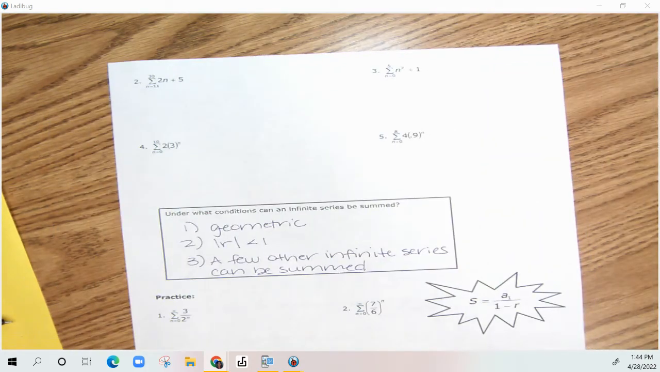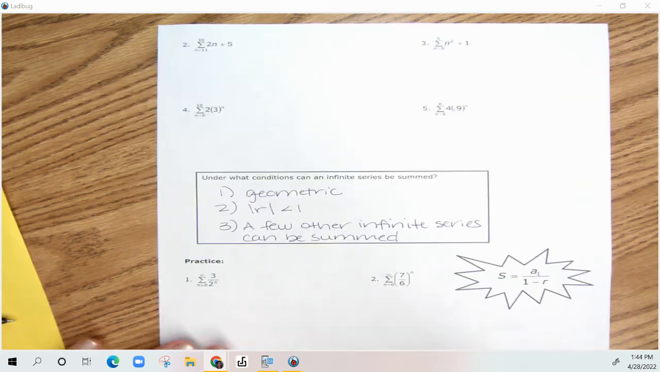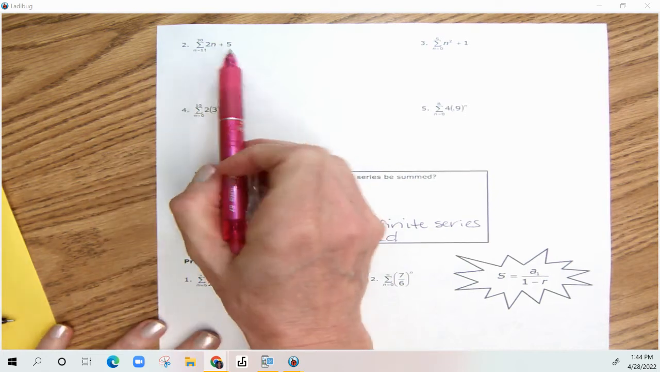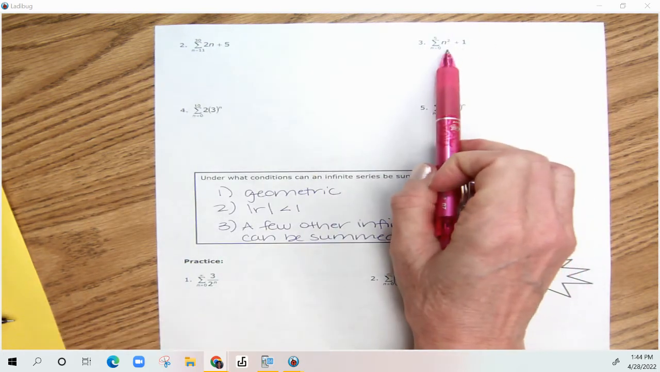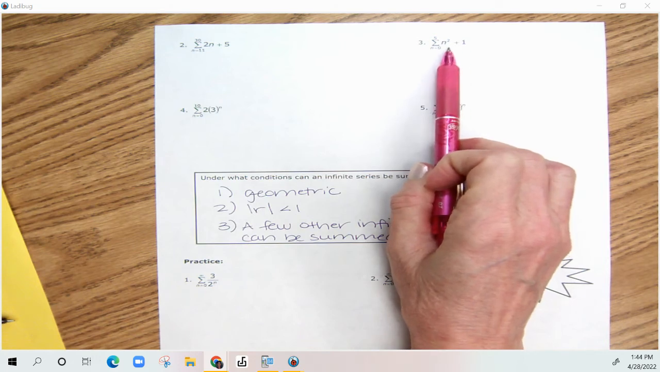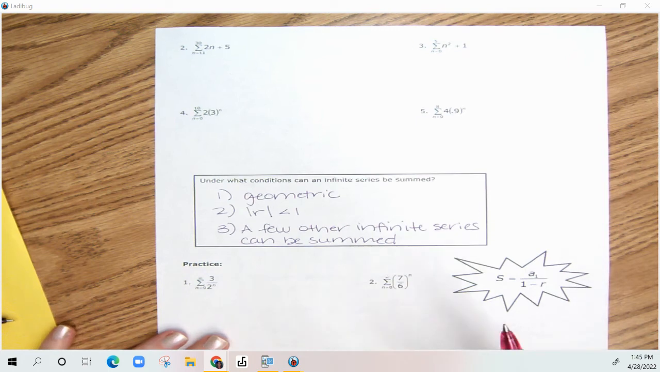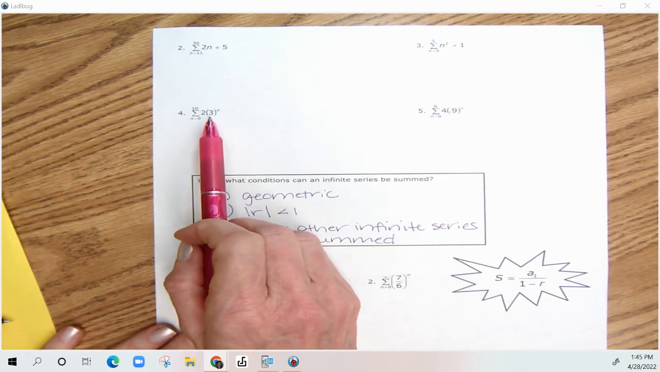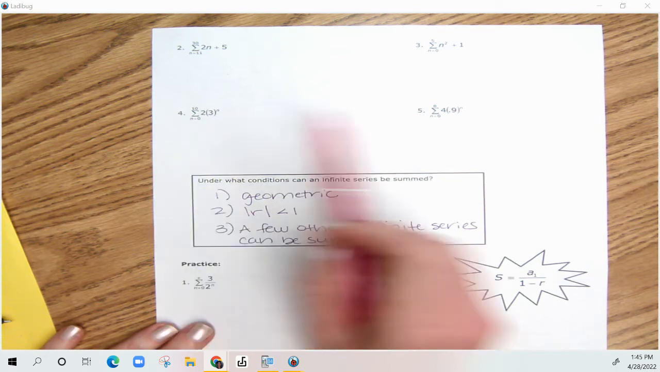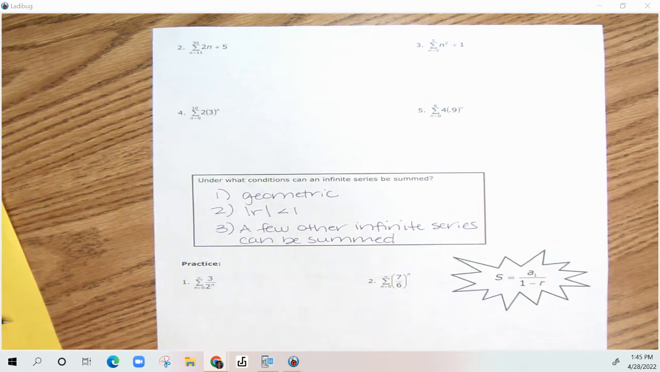Okay, so on the back, let's just take a quick accounting here. This is arithmetic again, because that is linear. This is neither arithmetic nor geometric. That exponent is quadratic, but that's not arithmetic or geometric, so I don't really have a formula to use for that. This is geometric because it's exponential, and this is geometric because it's exponential.